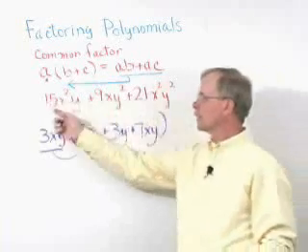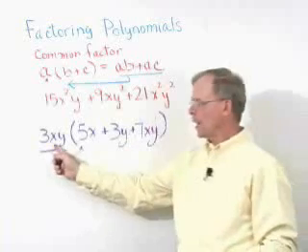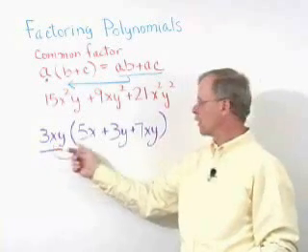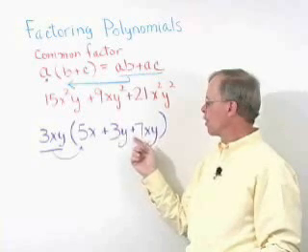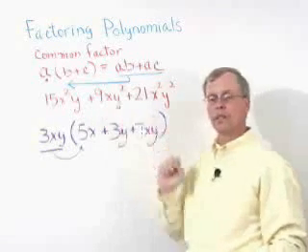Look for common factors. Pull that out. That's called the greatest common factor. And there must be just as many terms in your parentheses as you started with in your big polynomial.